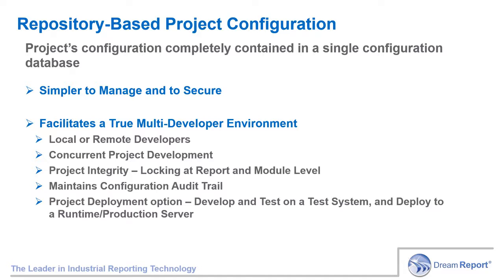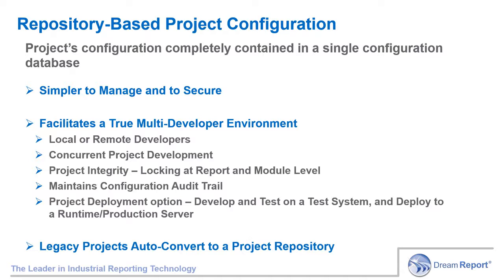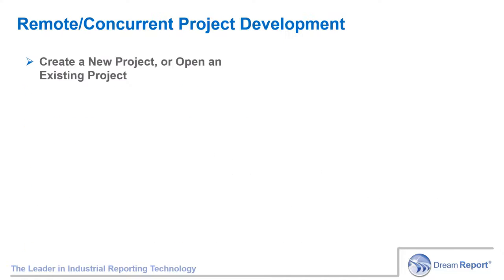And for customers using both a development system and a separate production system, the new project deployment option allows you to develop and fully test the reporting project independently of the production system, and then deploy the project to the production or runtime system when ready. Any legacy Dream Report projects will be automatically converted after prompting the user to the new configuration database. It's up to you then whether you want to develop your project in the traditional way or use the project repository, which we'll cover next.